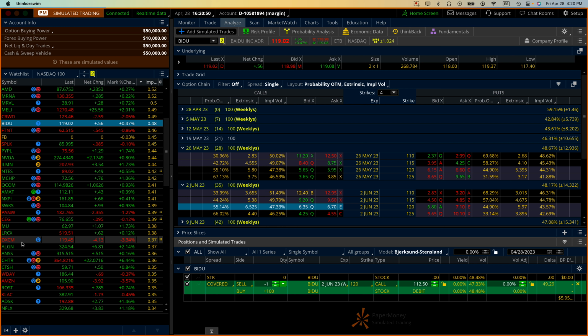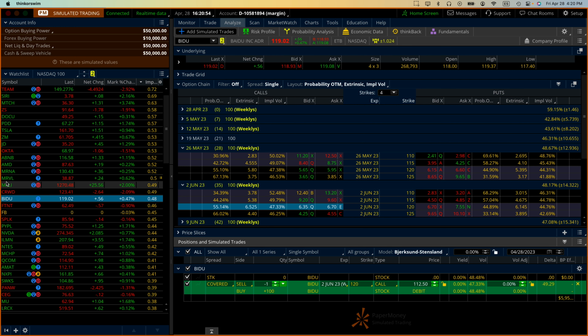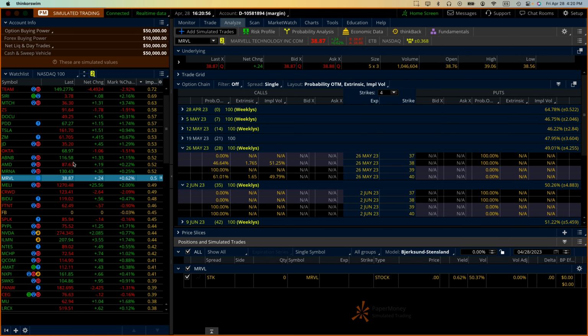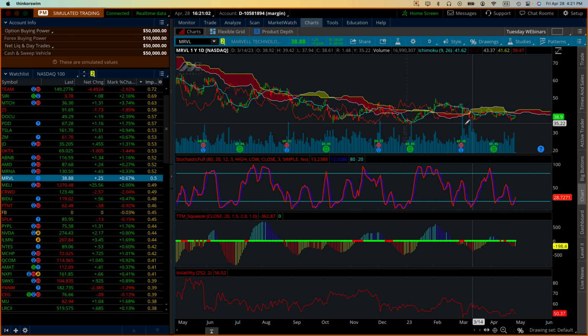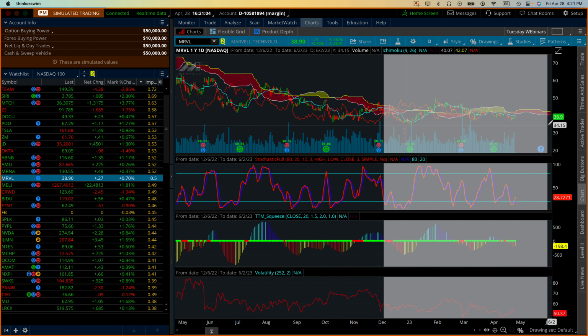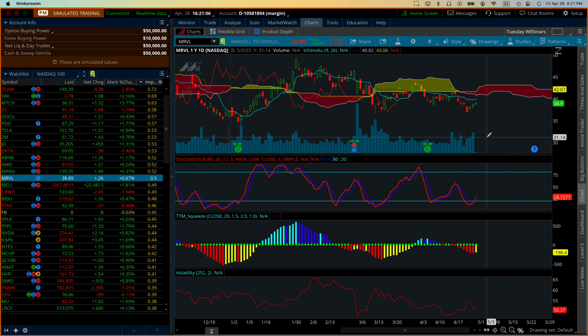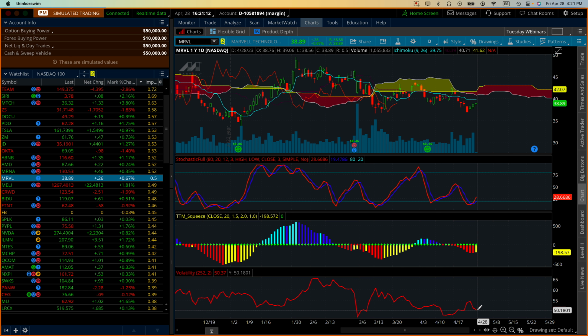I was looking at, let's see where it was, Marvel here. Okay, take a look at the chart. As you can see, the stock has been going up and down, up and down, up and down. Well, that will work for us because we're trading covered calls, and the volatility is pretty high at 51. Okay, let's go to the trade tab.